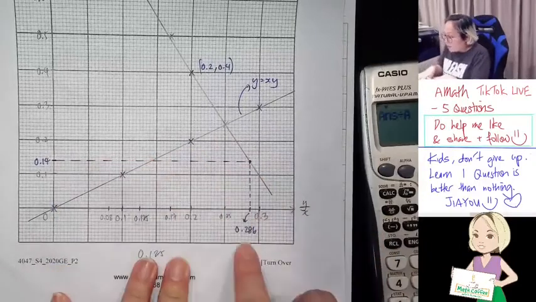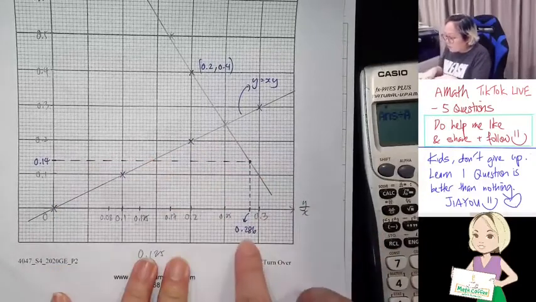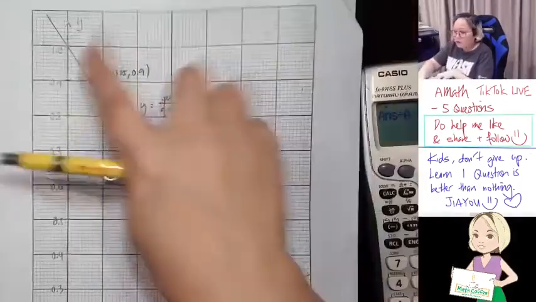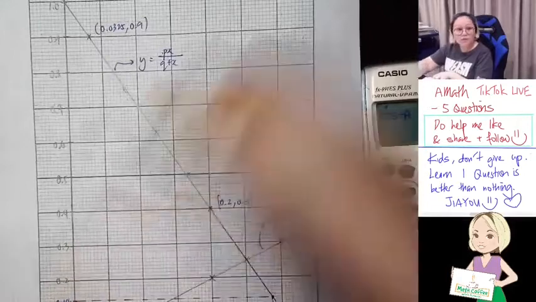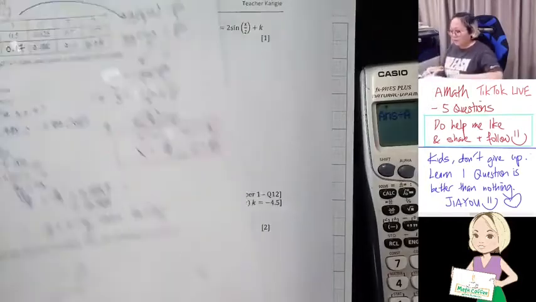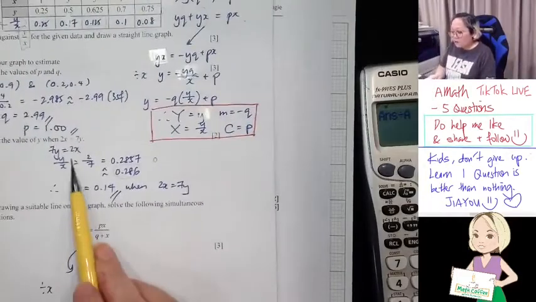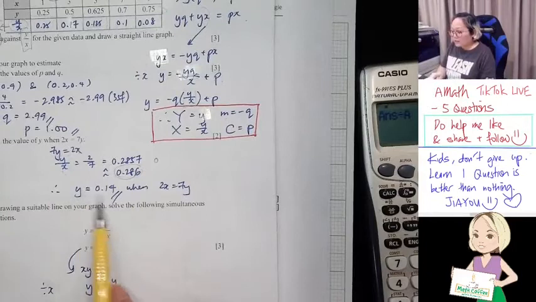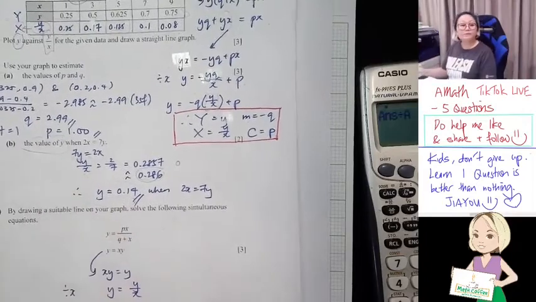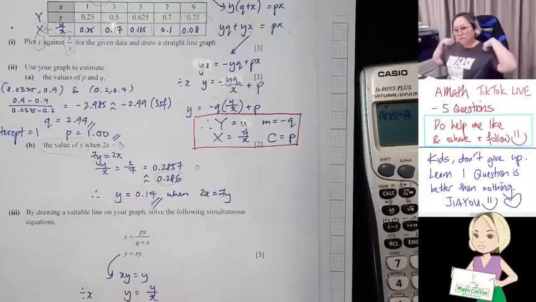So you know that when my y over x is 0.286, my corresponding y is 0.14. So then after that, you will go here. You will know that when my y over x is 0.286, my y is 0.14. That's all, because they ask for the value of y. Can?